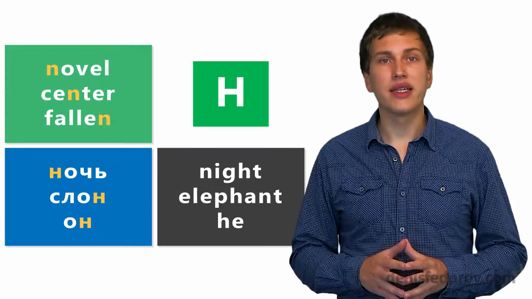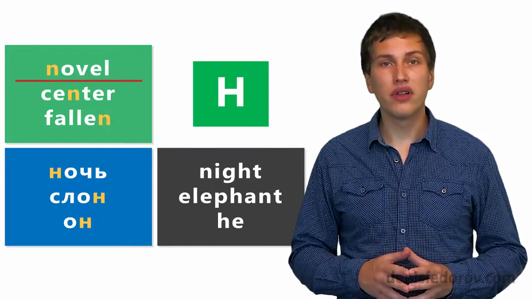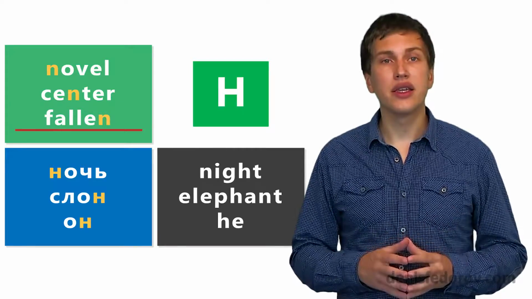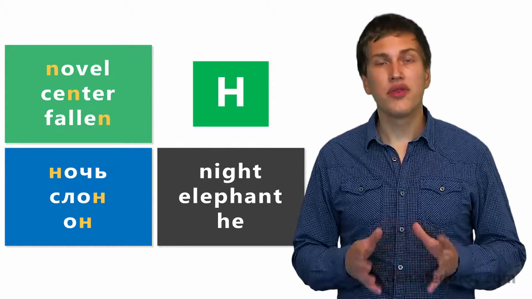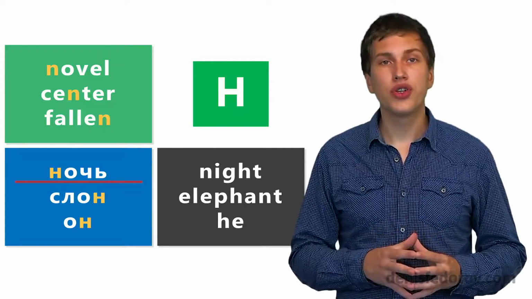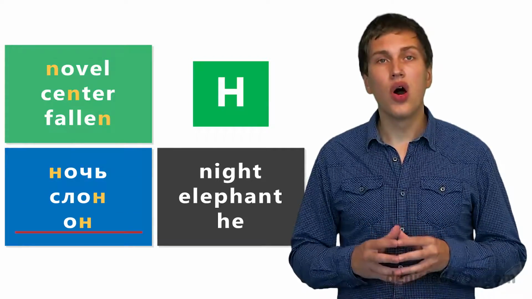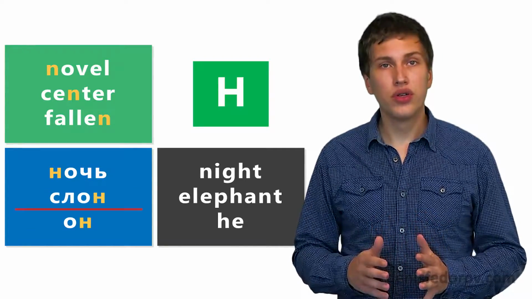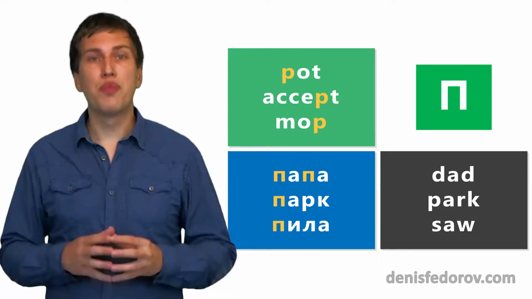It sounds as N in novel, N in center, N in fallen. The Russian examples for N are ночь, слон, он. The letter P.